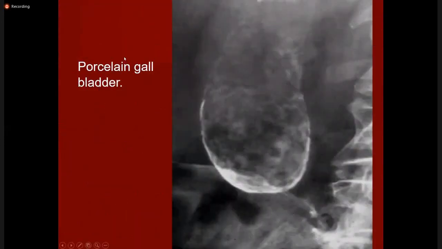Now, this is a porcelain gallbladder. A porcelain gallbladder is one in which calcium deposit occurs in the whole wall of the gallbladder. There is no stone inside, but the wall contains calcium deposit. This is known as the porcelain gallbladder, and it is a pre-malignant condition.